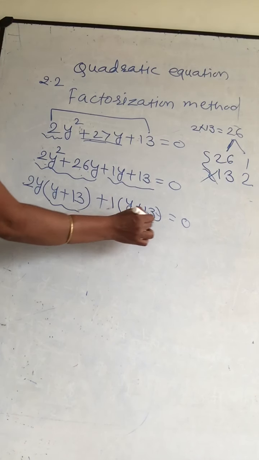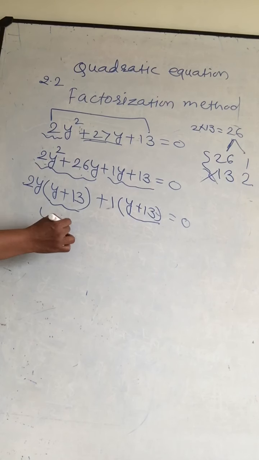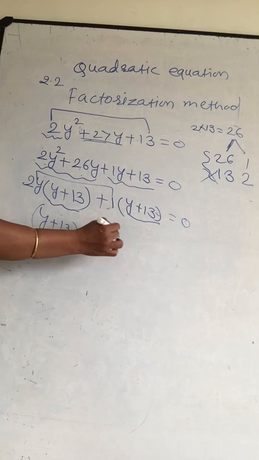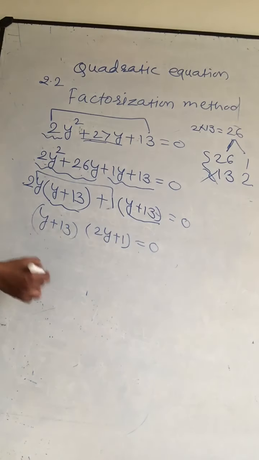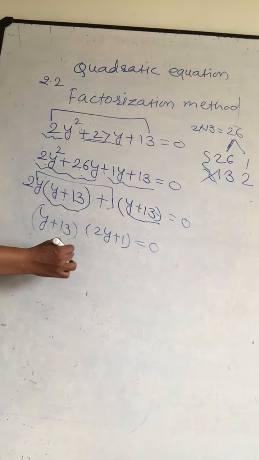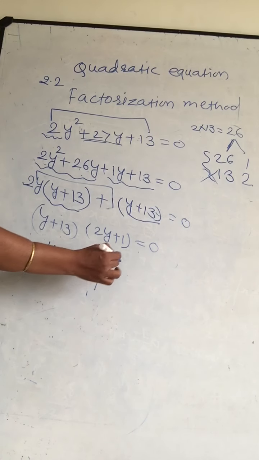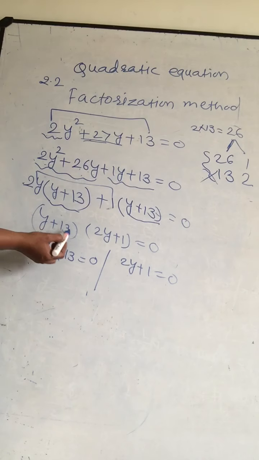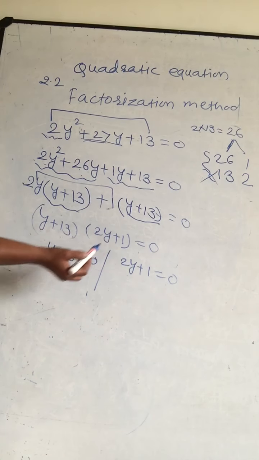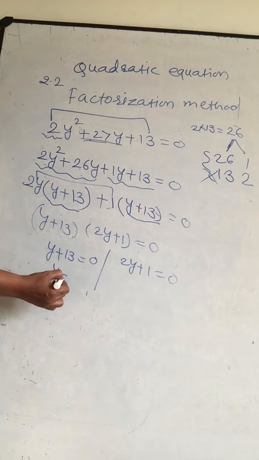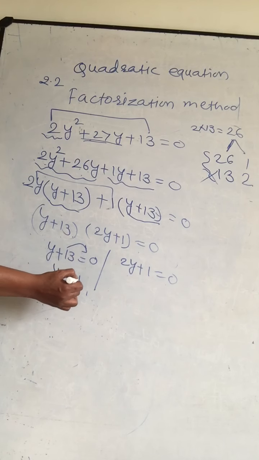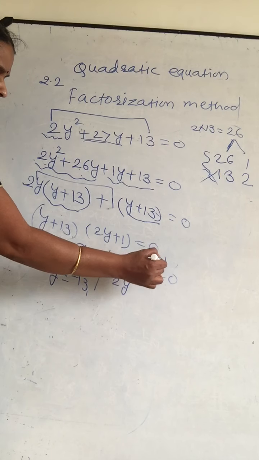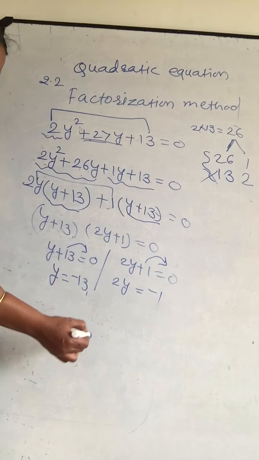Now y plus 13 and y plus 13 are common. What will remain? 2y plus 1 in another bracket. So y plus 13 is equal to 0 or 2y plus 1 is equal to 0. Taking first this is equal to 0 and then this is equal to 0. y is equal to, plus 13 going to this side becomes minus 13. 2y, now this plus 1 becomes minus 1.